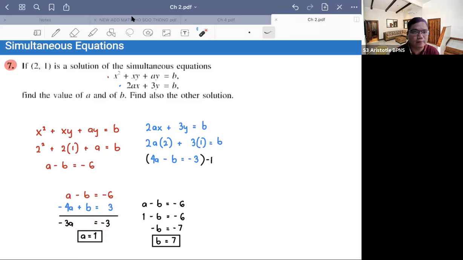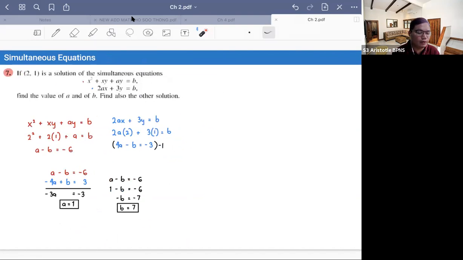Okay, and then for b here, you just choose whether this or this one. So a minus b is equal to negative 6. Therefore, b is equal to 7. All right, so that's it for number 7.